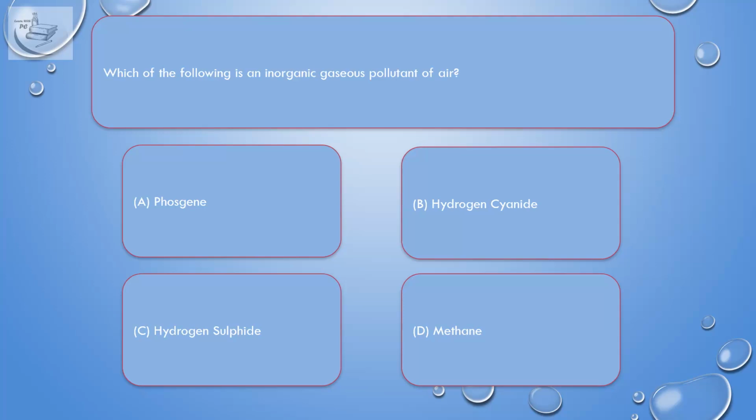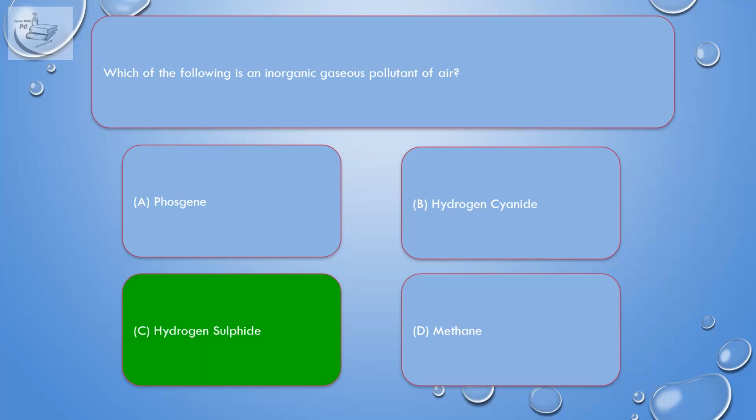Question: which of the following is an inorganic gaseous pollutant of air? A. Phosgene. B. Hydrogen cyanide. C. Hydrogen sulfide. D. Methane. Correct answer is C. Hydrogen sulfide.